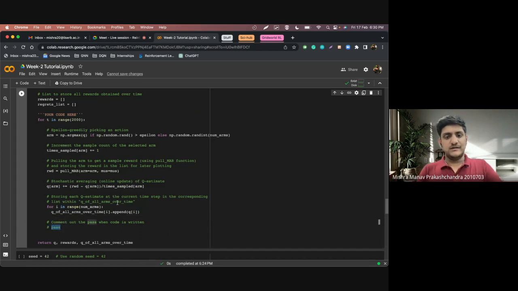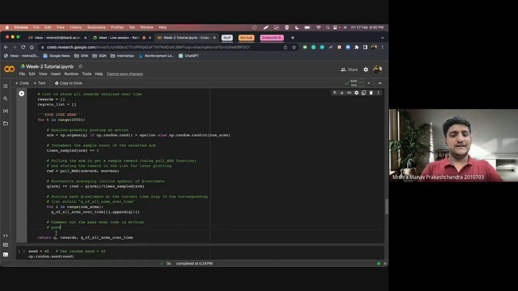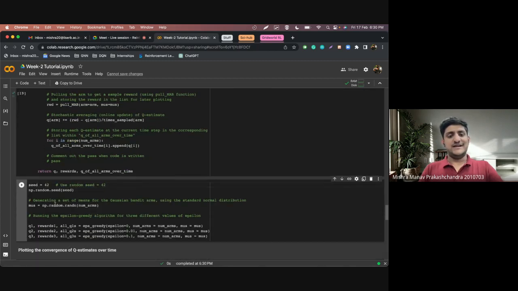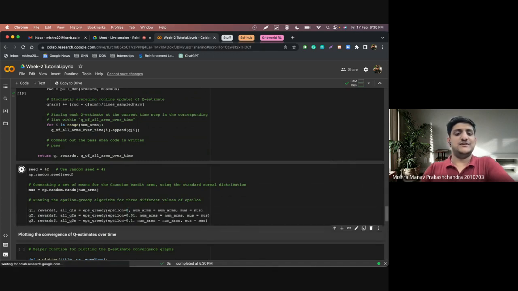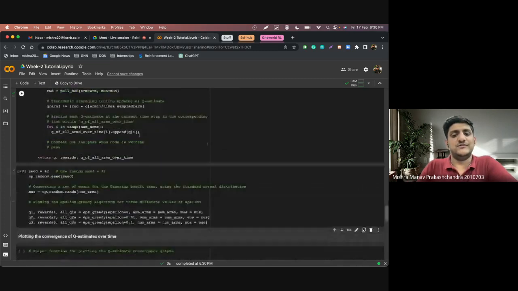What it should return me is my Q rewards and Q of all arms over time. And hopefully this should run, because here I am running the epsilon greedy for three different values of epsilon. So I have epsilon equal to 0, epsilon 0.01, which is 1% exploration, and this is 10% exploration. Let's see. Okay, so this is running. So there is no error so far in the code.